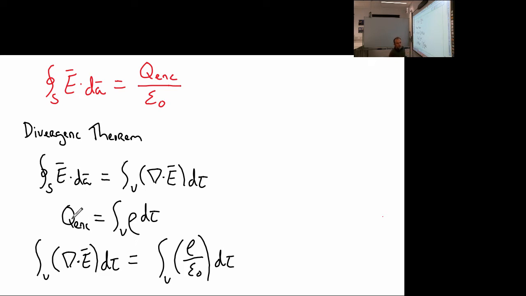Now, since this is going to hold for any volume, what it means is the integrands for both sides must be equal. So now what we get is the divergence of E is equal to rho over epsilon naught. Okay, now this is the differential version of Gauss's law. You can see it's quite neat.